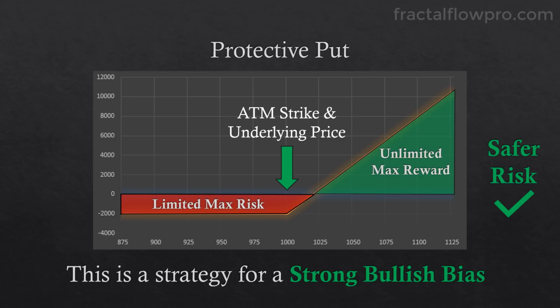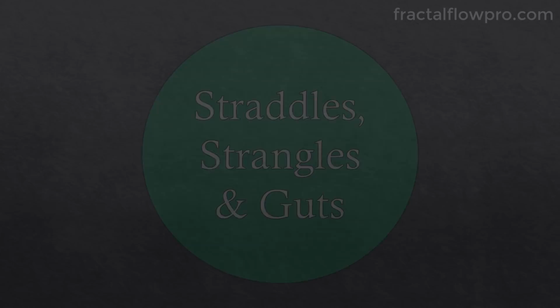In the case that the trader is wrong about his directional bias, the protective put strategy provides a limited risk no matter how much the underlying stock price drops below the strike, so the protective put strategy has a safer risk structure.